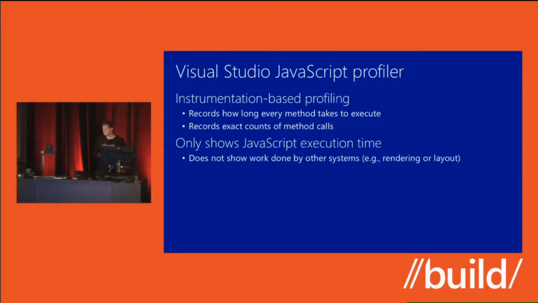The downside: it only shows the JavaScript execution time, right? It doesn't show you work done by other systems. So you can do things in your JavaScript code that force a new layout pass to occur, or you can update styles that then force that part of the Internet Explorer rendering engine to go do a bunch of work. We're not going to be able to show you what's going on in the other subsystems, so it's certainly not the end-all, be-all, but it's definitely a good tool.